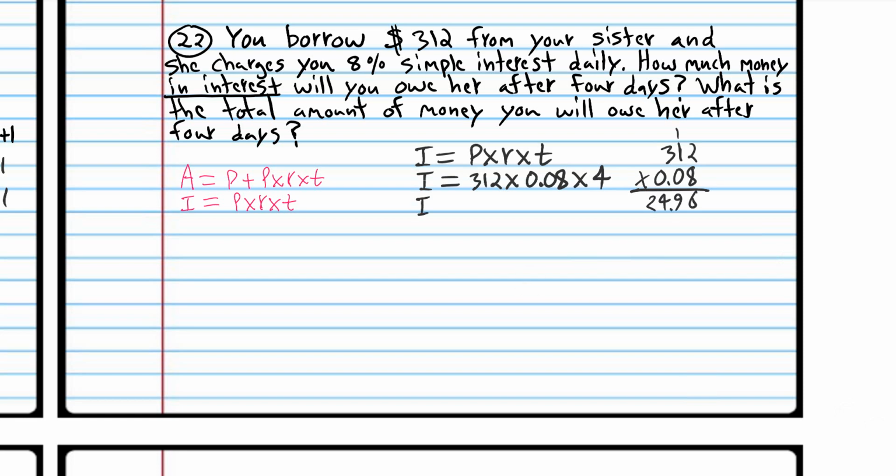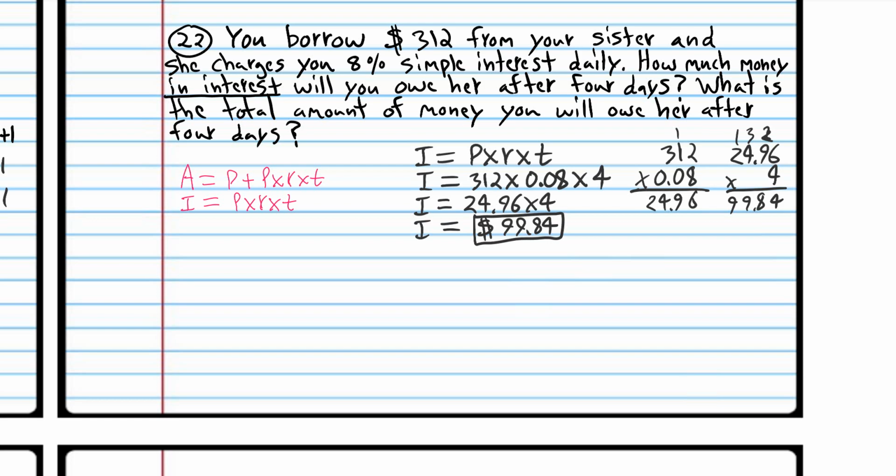And we get 24.96. We're going to multiply by 4. And the amount of interest that you're going to pay your sister is $99.84. So that's the first part of the problem.